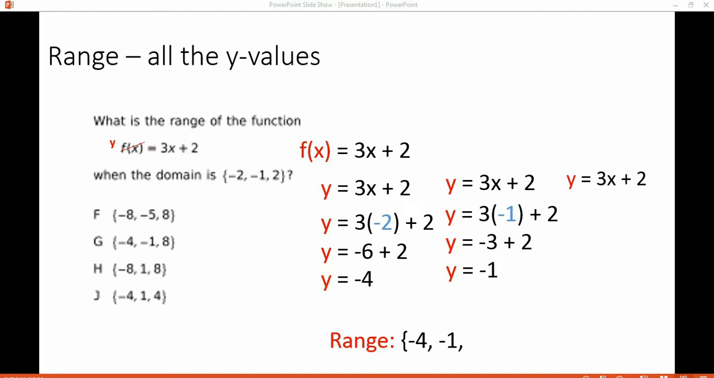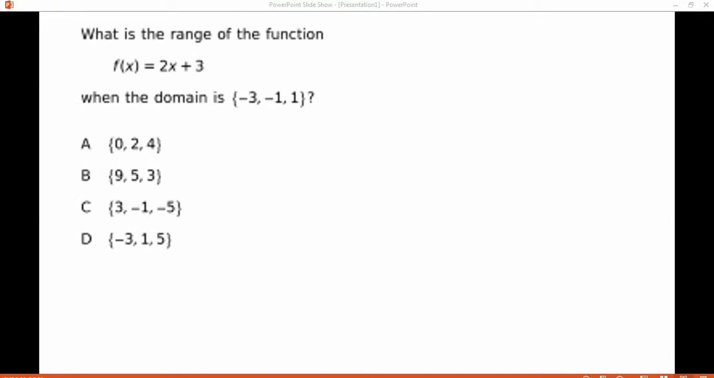Let's find the third number in my range. I'm going to substitute this 2, multiply, and the third number in my range is 8. Therefore, my range is choice G, negative 4, negative 1, 8. Try this one on your own.